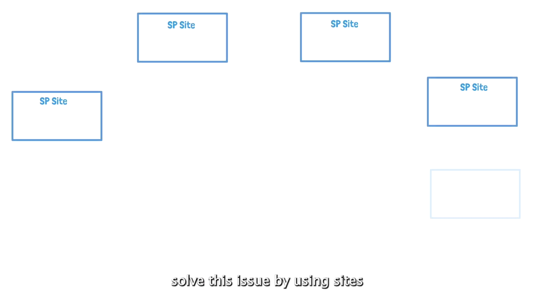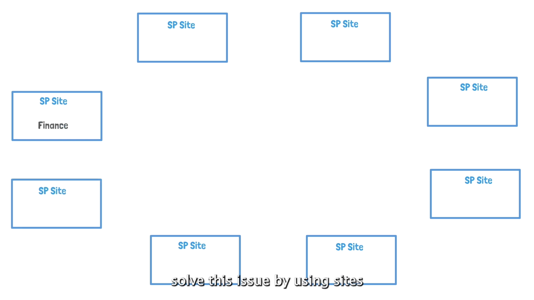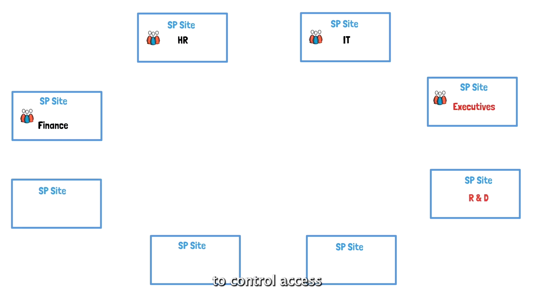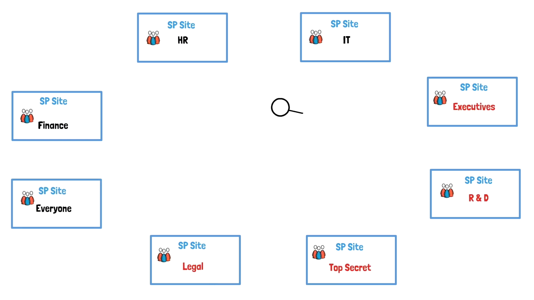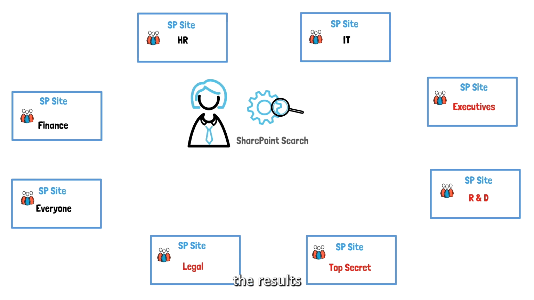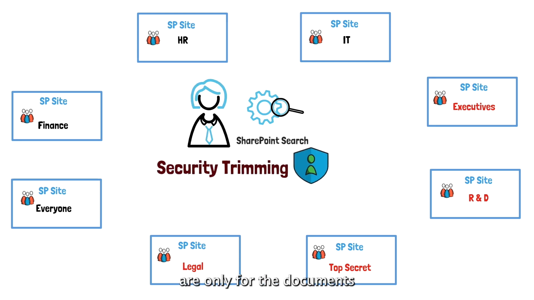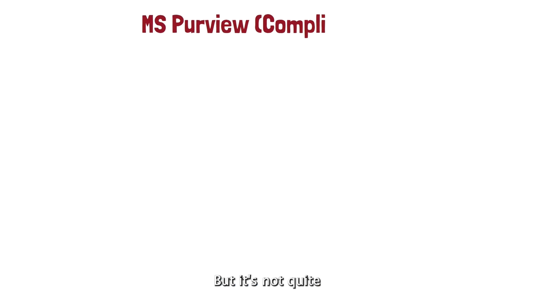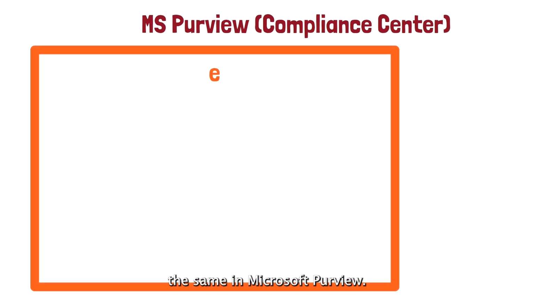SharePoint helps solve this issue by using sites, which have security permissions to control access to information. Additionally, when users search for documents, the results they get are only for the documents that their permissions allow them to see. SharePoint uses security trimming to ensure this. But it's not quite the same in Microsoft Purview.